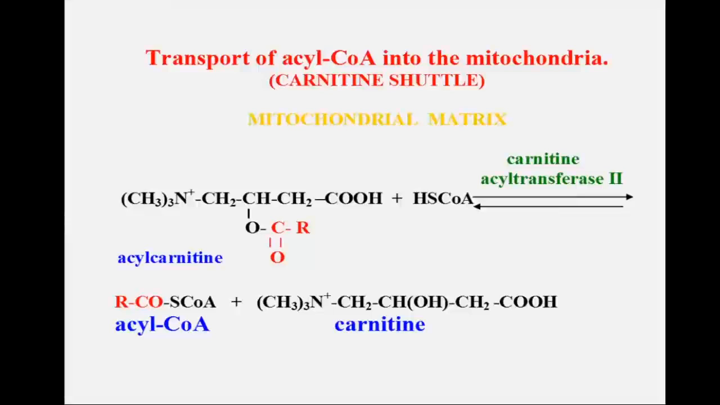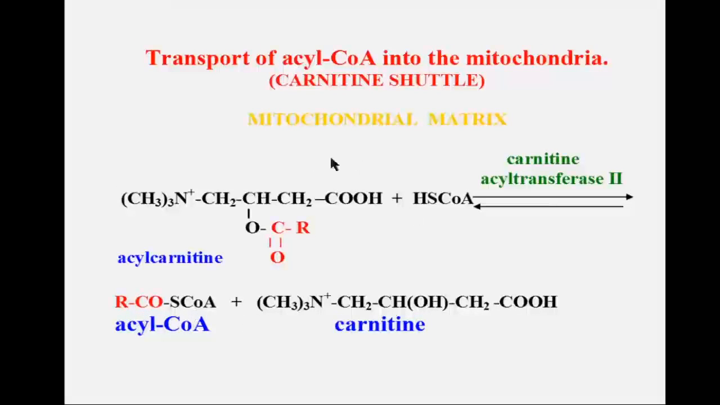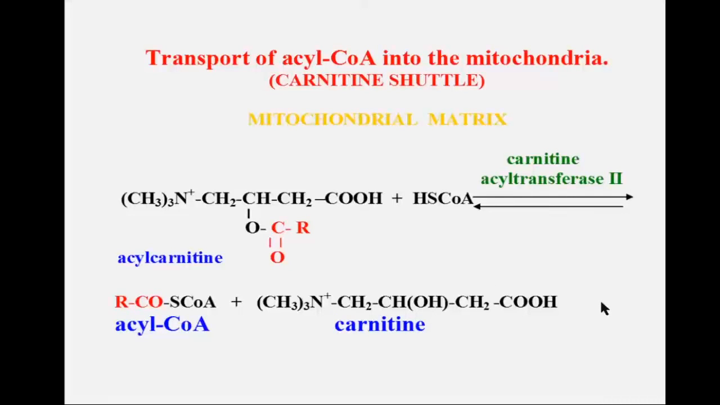the mitochondria. So reactions are the same, but in the cytosol, acyl coenzyme A puts acyl to the structure of carnitine. Carnitine returns this acyl to the coenzyme A inside of the mitochondrial matrix and goes back to the cytosol. So this is the shuttle system.